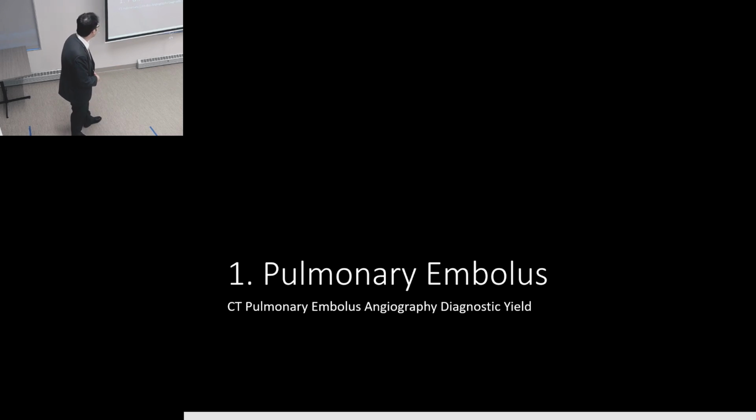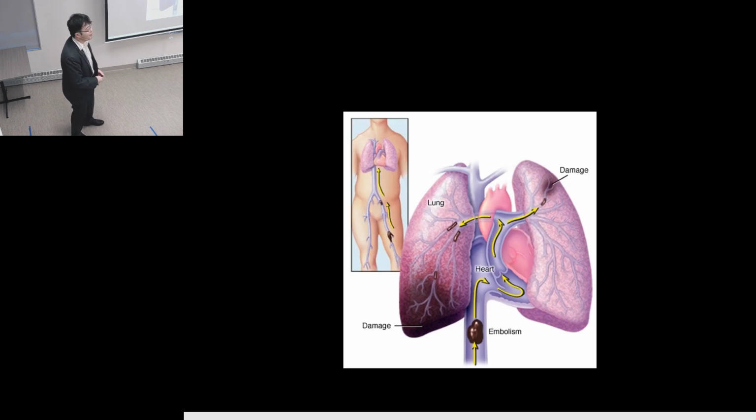So first topic, pulmonary embolus angiography diagnostic yield. I've made very few assumptions here regarding background clinical knowledge, but there's a disease condition called a pulmonary embolus. Basically, it's a clot. If it were to lodge from, let's say, something distal down, you have a leg clot, for example, it progresses proximally and actually lands within the lung.